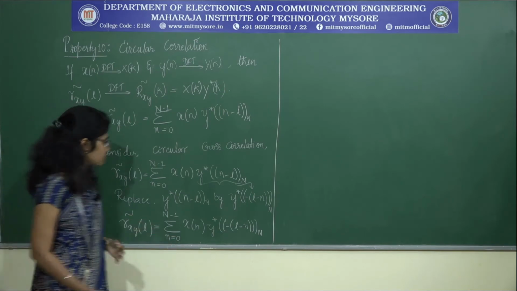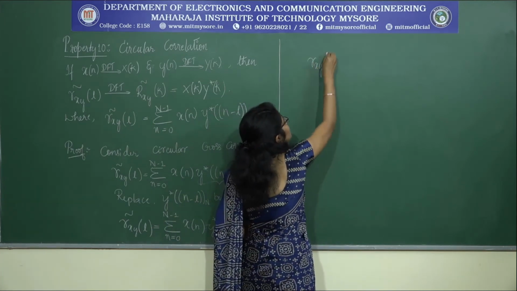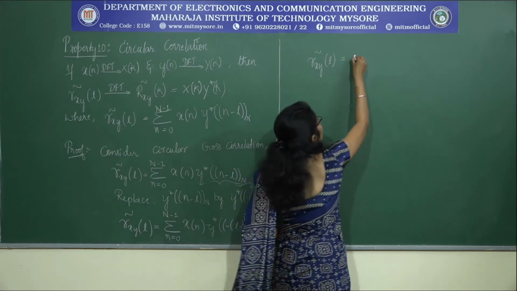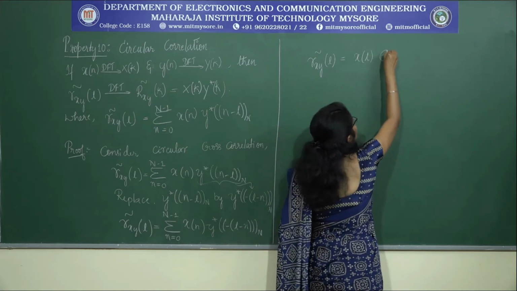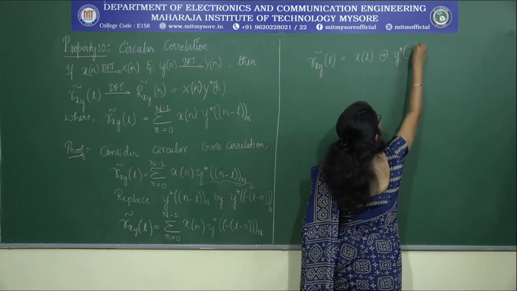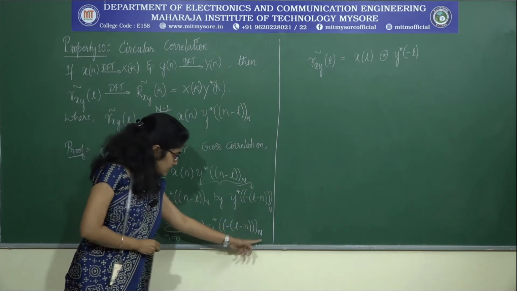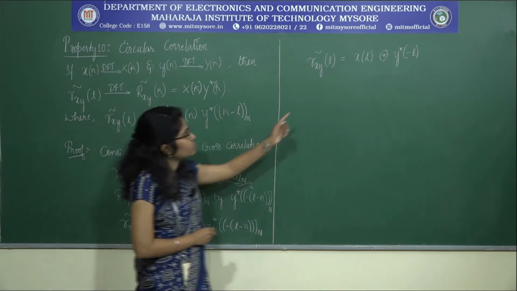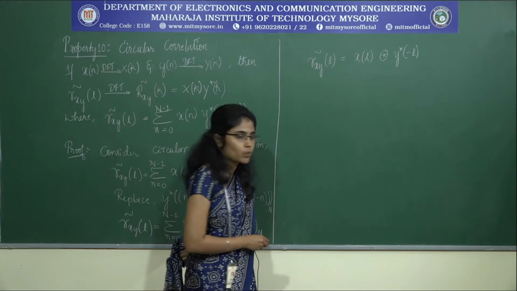So, if I rewrite the standard form of circular convolution for this, I can write it as Rxy of L tilde, that is equal to x of L circular convolution with y conjugate of minus n. So, this is the equation. The right hand side is nothing but similar to circular convolution. You can rewrite circular convolution like this also. Now, to this let us apply DFT and see what we are going to get.